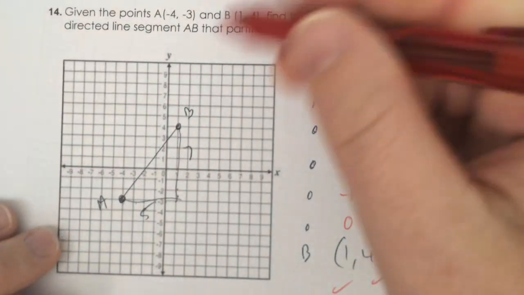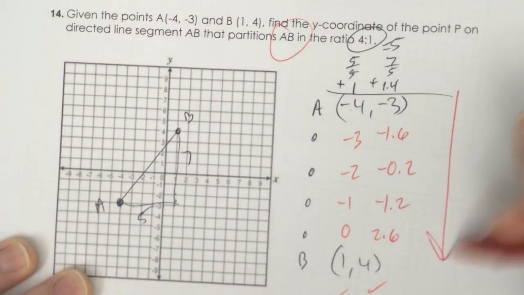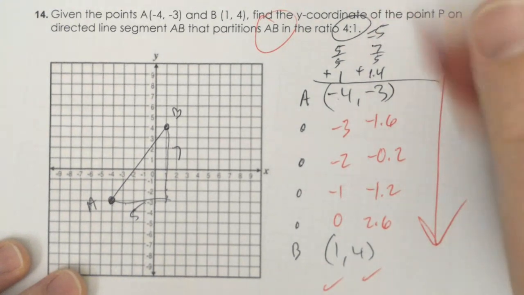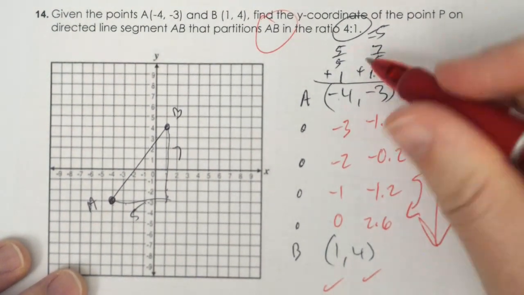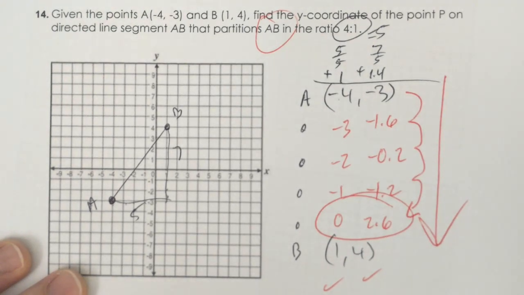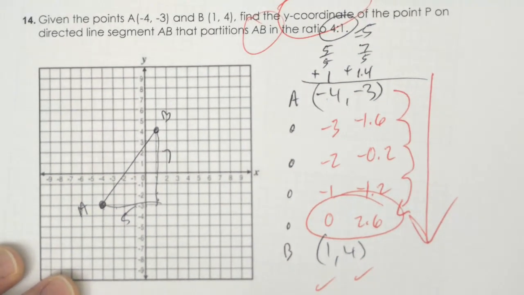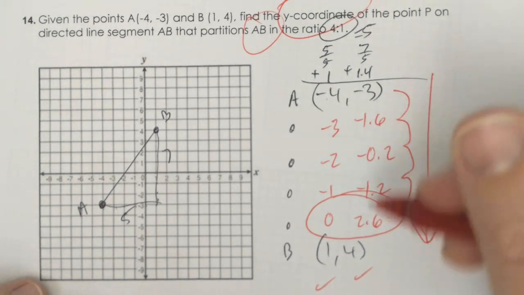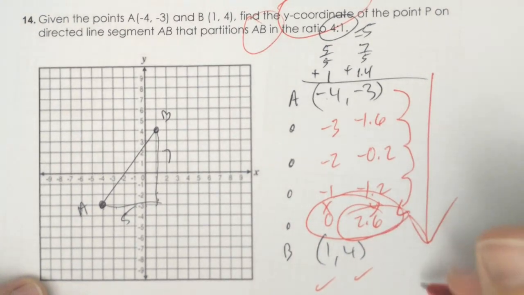Your final step here: they said going from A to B, so going in this direction, we're going to go 4 hops. 1, 2, 3, 4. So we landed here, and they, tricky little buggers, said that they wanted the y coordinate. So this is my x coordinate, and this is my y coordinate. So my answer is 2.6. And that's it.